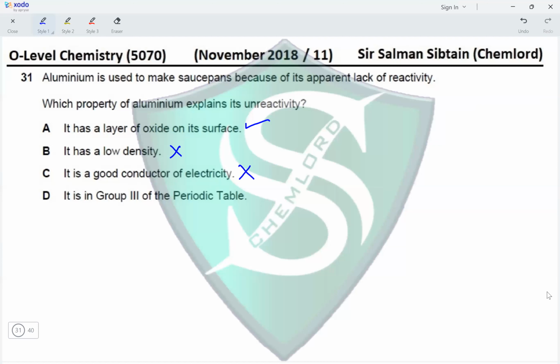It is in group 3 of the periodic table. That is just where aluminum is found. It has nothing to do with its unreactivity or it being used as a saucepan. So option A is the correct option for this question.